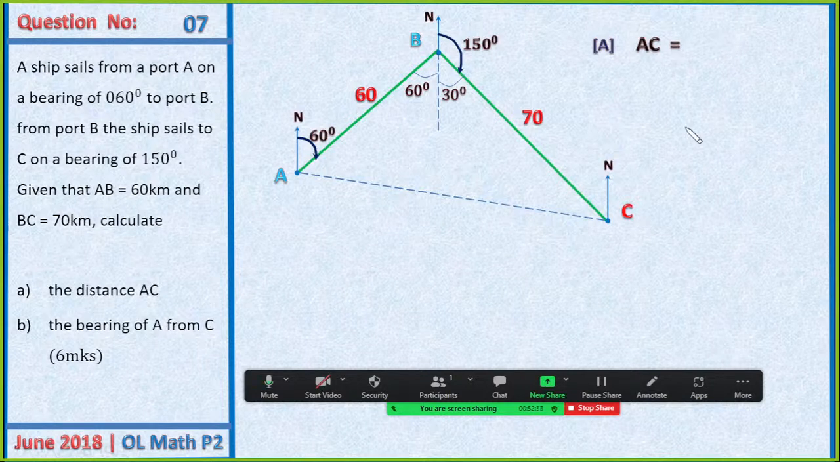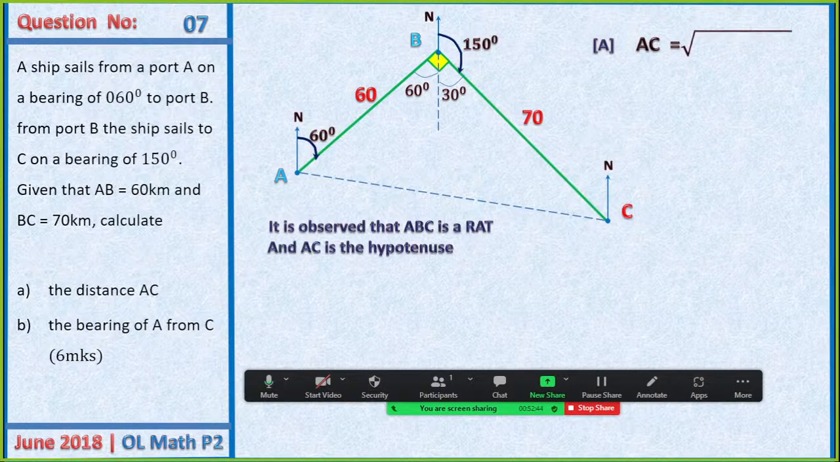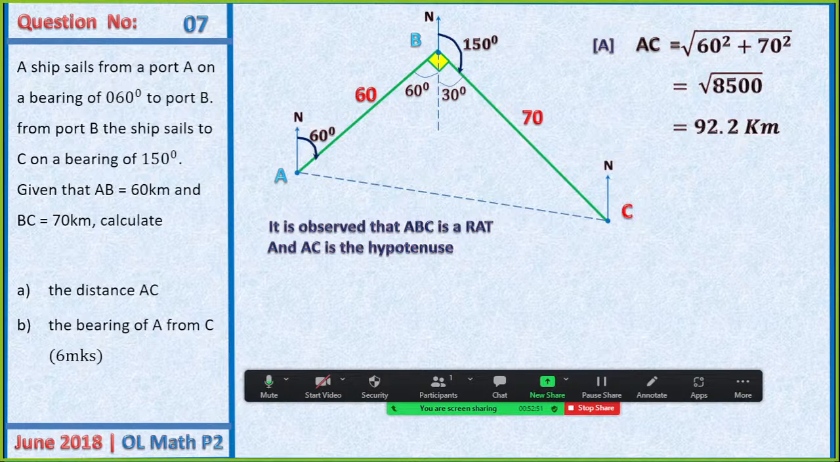So AC now will be equal to the root of 60 squared plus 70 squared. So we have the root of 8,500. That will give us 92.2 kilometers.